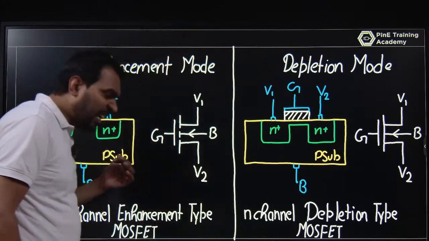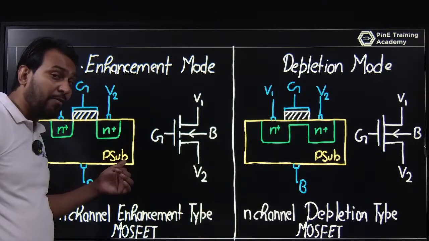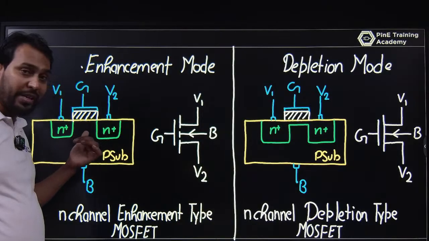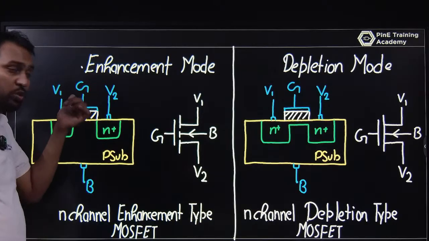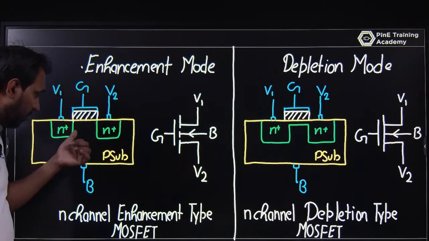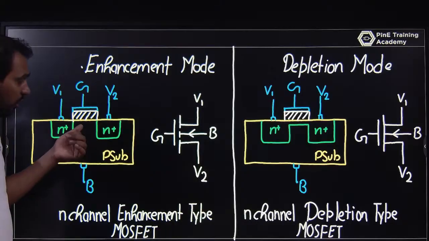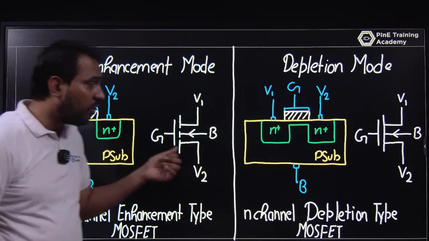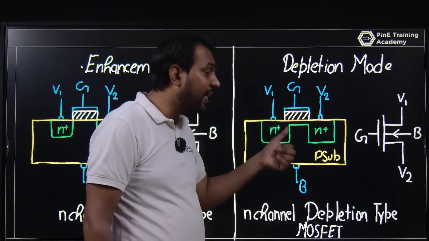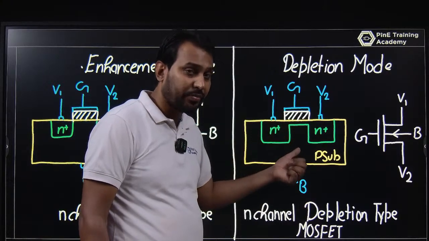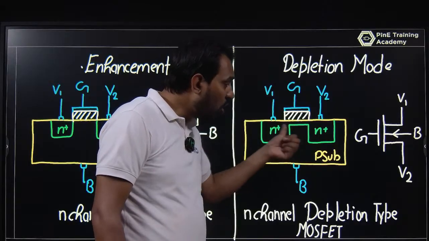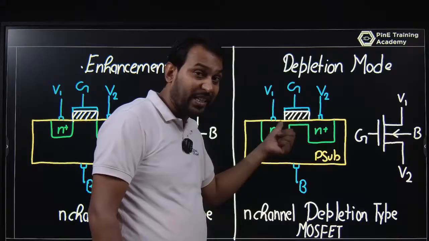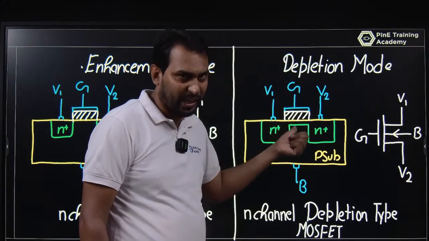So an enhancement mode type MOSFET behaves like a switch. Why? Because the channel is not present. On the basis of gate to source voltage, you can form the channel, so it can be switched on or switched off. But if you talk about a depletion mode MOSFET, it behaves like a resistance. You can control the current flow. That channel resistance is always present here.